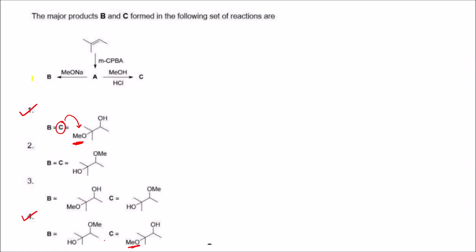So you can see B is the one where OMe is attacking at the less hindered site. So what is the correct answer? Are both B and C the same? No. Option 1 is incorrect. The only correct answer will be option 4.